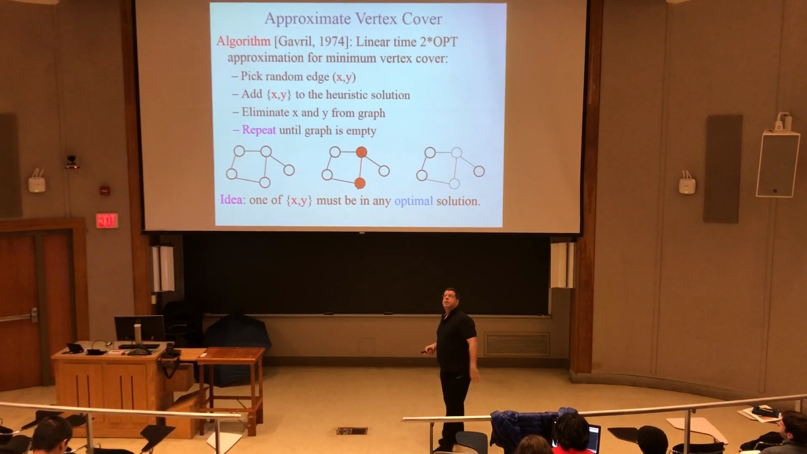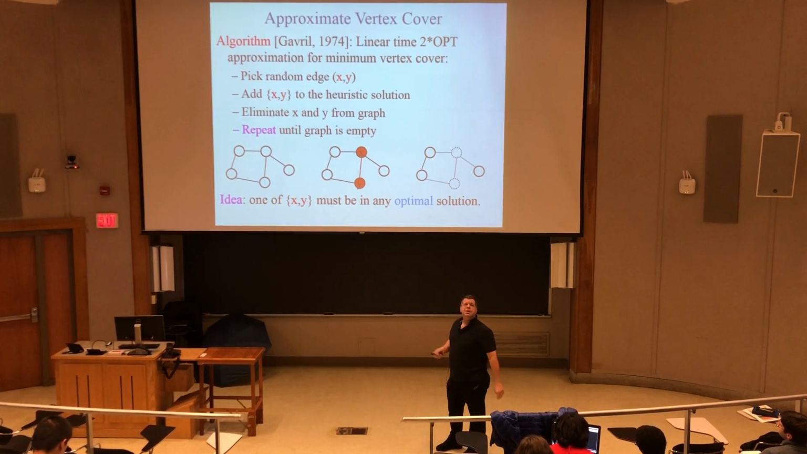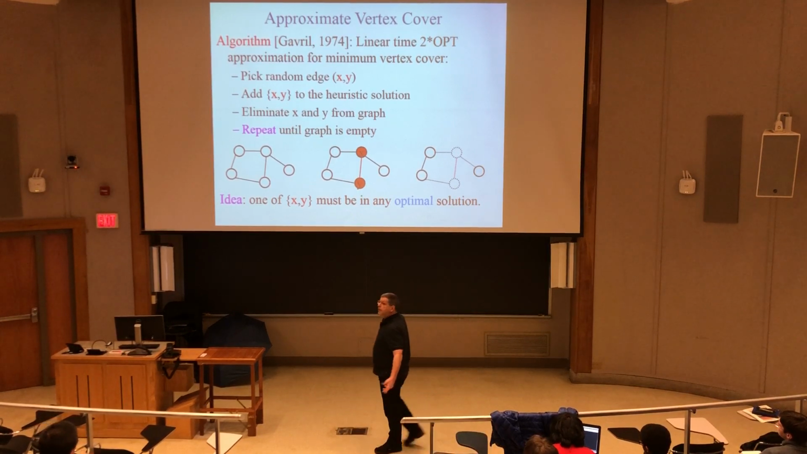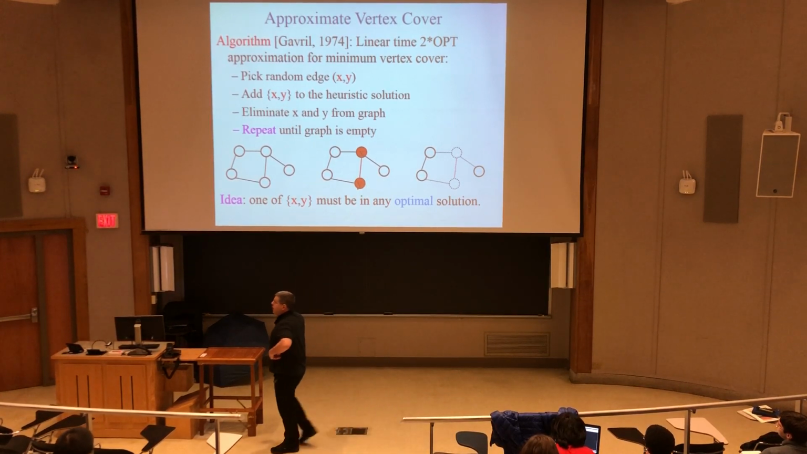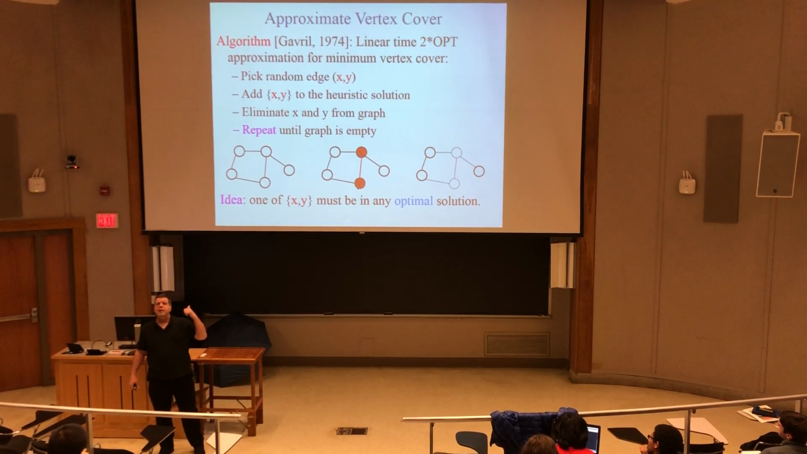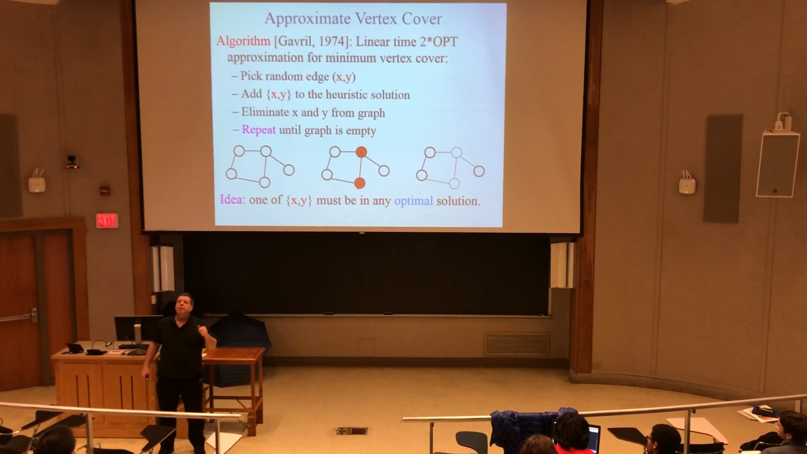Never mind the optimal solution. Any vertex cover that touches all edges must have at least the x or at least the y. Otherwise, the red edge will not be touched by the solution, and so it won't be a vertex cover. And you threw both x and y into the heuristic solution that you spat out by this algorithm. So one of them had to be there, but you threw in both.